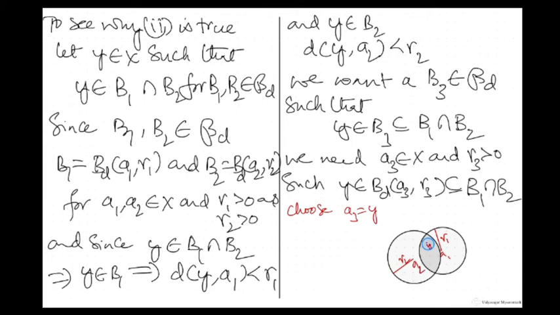So what do we know? We know that this distance is less than R2. We know that this distance is less than R1. So we have to manage to find an R3 such that all of this is true.